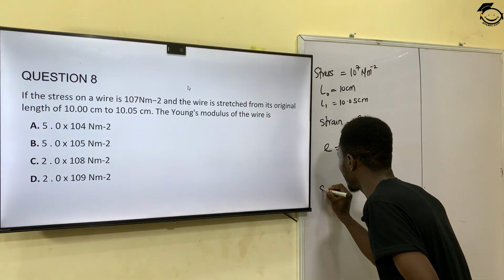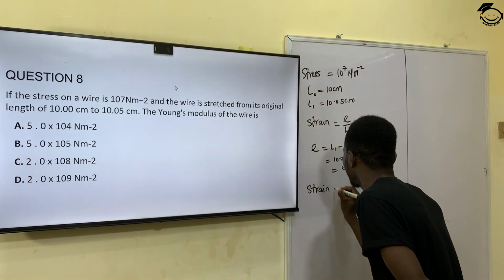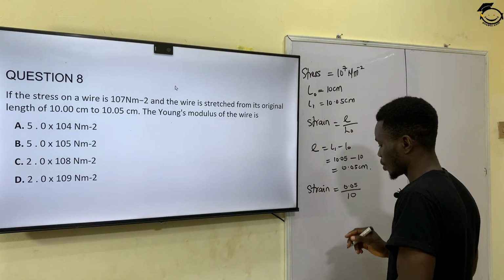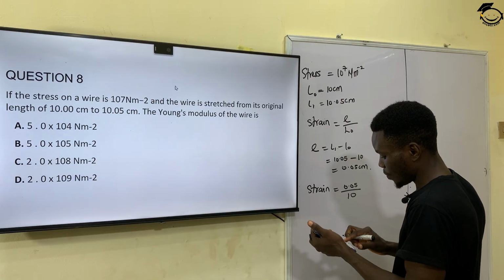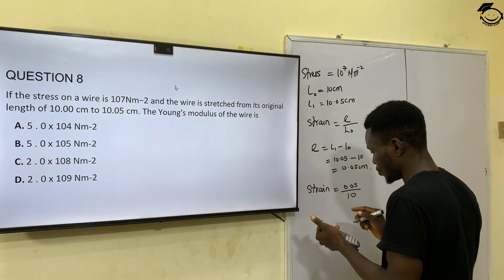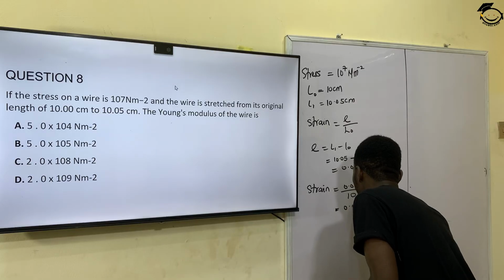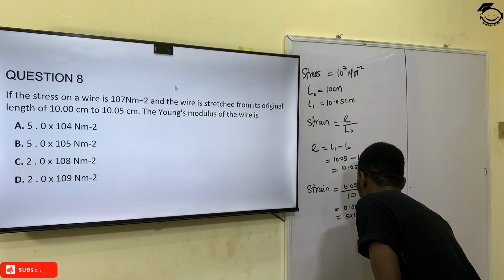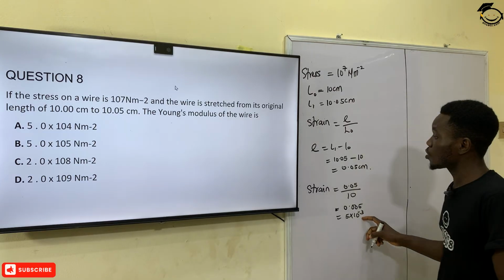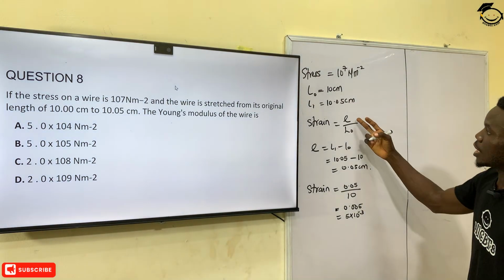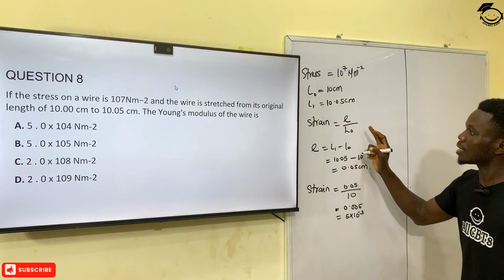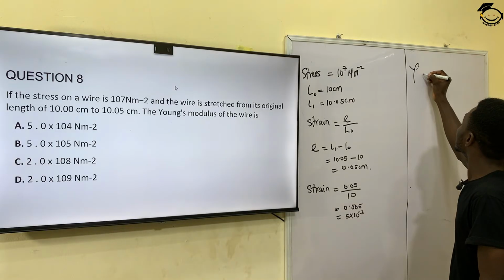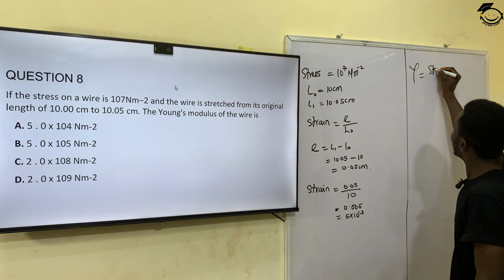So I'll use this to find out what my strain is. It means that my strain is 0.05 divided by 10. So if I have 0.05 divided by 10, that will give me 0.005, which is the same as saying 5 times 10 raised to the power minus 3. Strain does not have a unit because extension is measured in centimeters or meters, and original length is also measured in centimeters or meters. So my Young modulus is stress over strain.